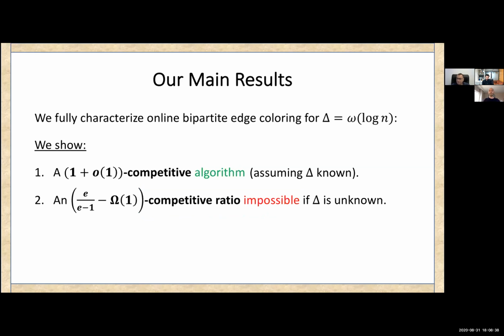On the positive side, we show that even if you don't know delta, but you know that delta is at least super logarithmic, then the greedy algorithm is not optimal. And we can actually match the lower bound from result number 2, giving a roughly e over e minus 1 competitive algorithm for unknown large maximum degree.